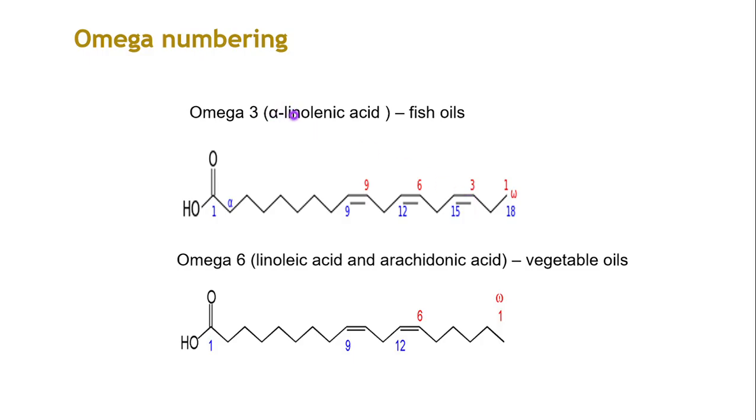So when you are having alpha linolenic acid, which is found in fish oil, it is omega 3. And why is it omega 3? The first double bond that you are going to come across when you are counting from the methyl end is actually on the 3rd carbon. Let's look at omega 6. Omega 6 is the linoleic acid, which is found in vegetable oils. We are definitely going to find your first double bond between carbon 6 and carbon 7.